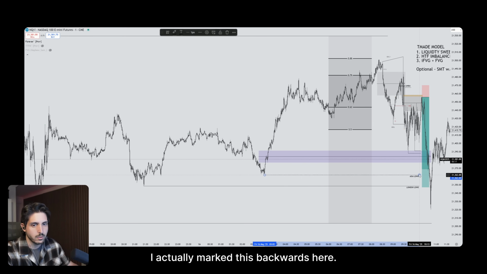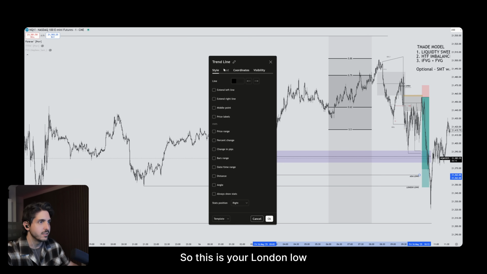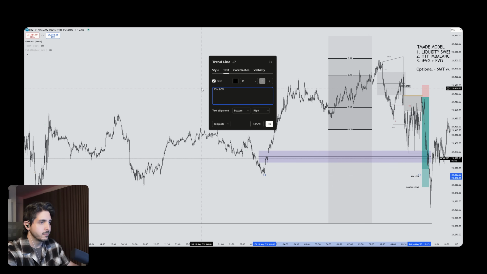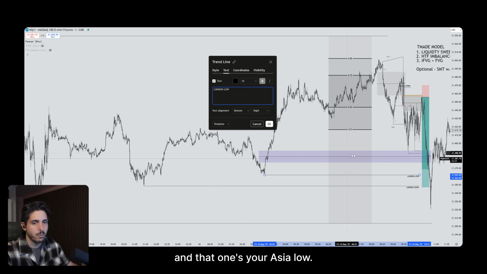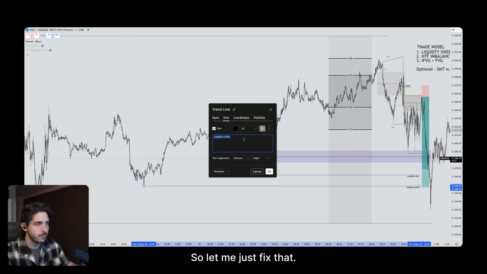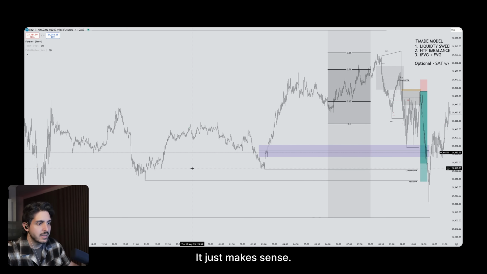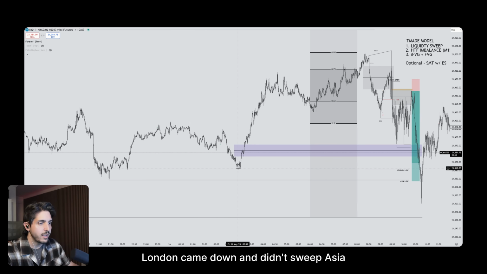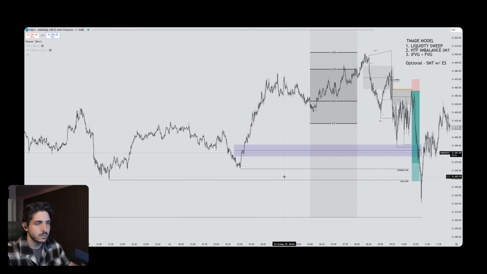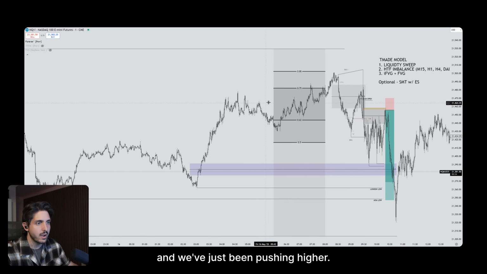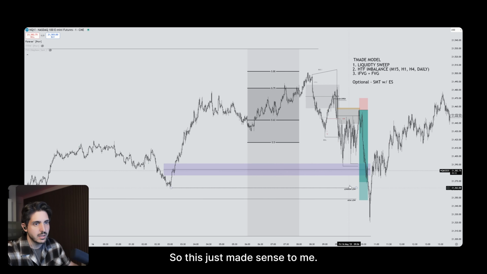Oh wait, sorry, I actually marked this backwards here. So this is your London low. And that one's your Asia low. So let me just fix that. But yeah, so this is my draw on liquidity. It just makes sense. London came down and didn't sweep Asia, and we've just been pushing higher. So this just made sense to me.